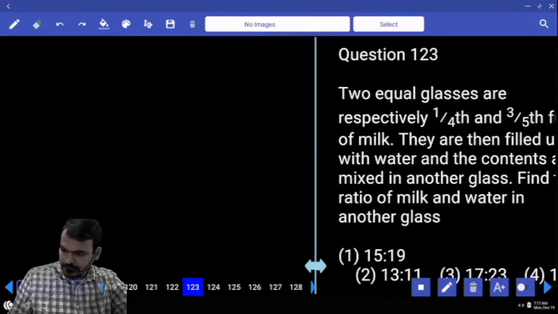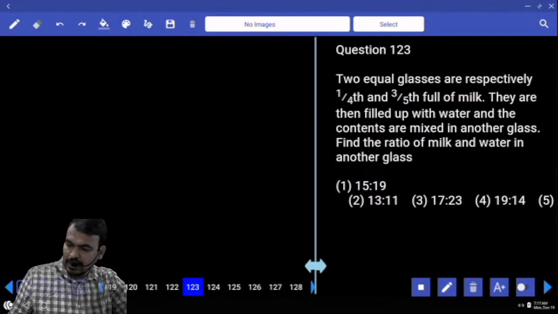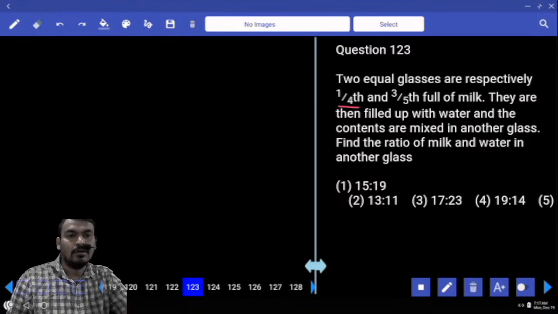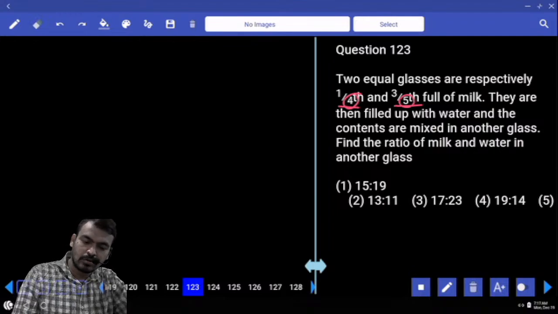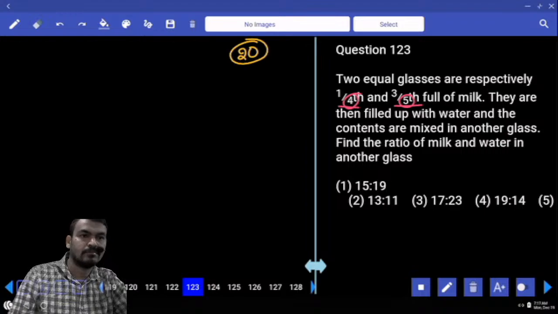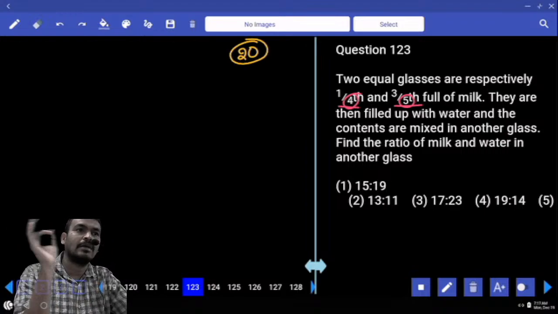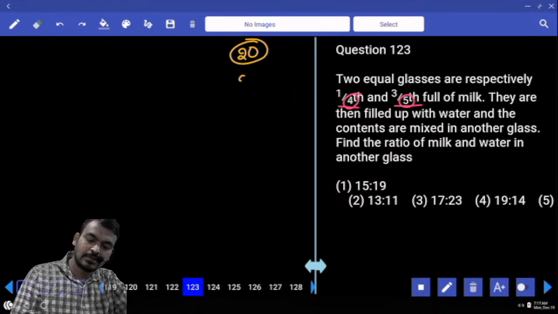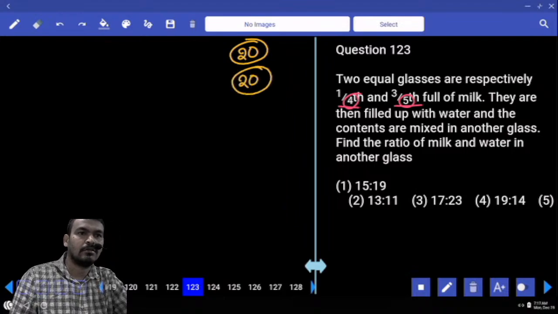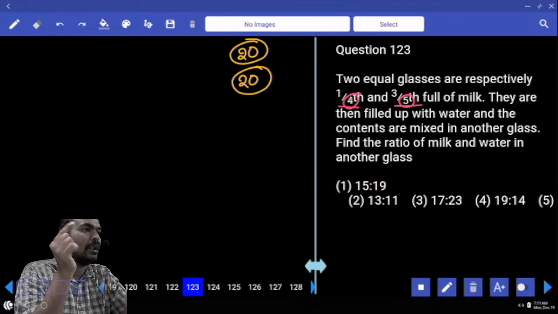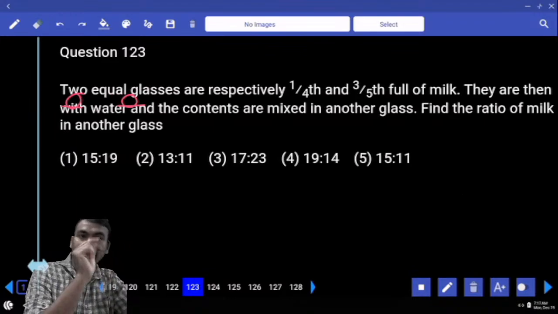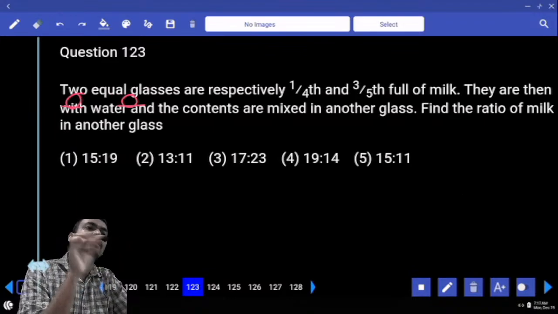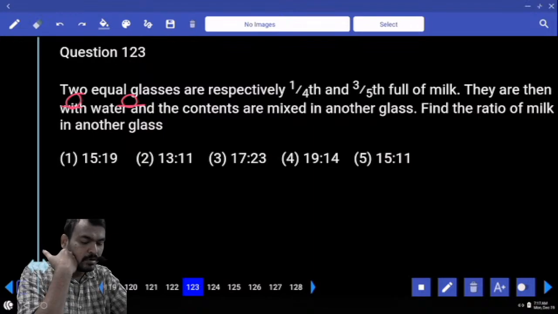First, in the first glass, what is the milk value? 1 by 4. Second glass, 3 by 5. What is the LCM of 4 and 5? 20. So I treated the total content as 20 liters. First glass 20 liters, second glass also 20 liters. 20 plus 20, 40 liters. So the mixture of both glasses is how many liters? 40 liters. Milk and water both adding must be 40 liters. What is the first option?